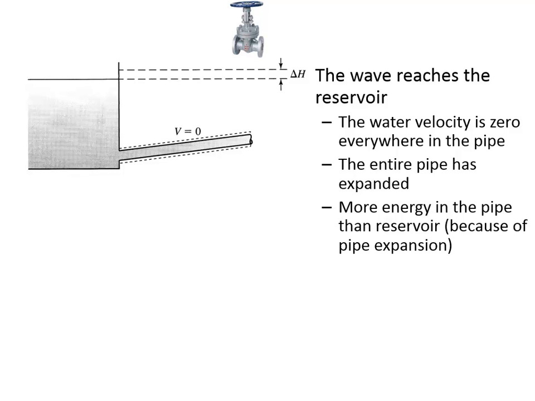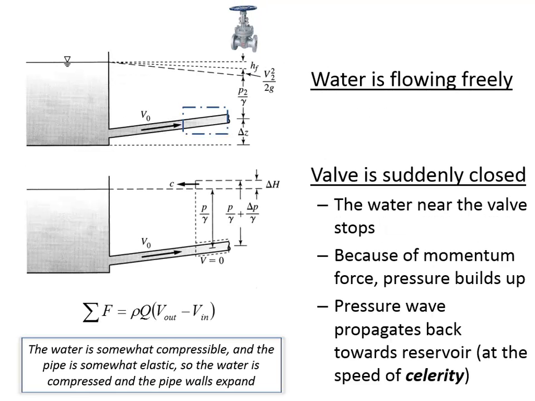So there comes a point at which the shock wave has moved its way all the way from the location of the valve back towards the tank. And the little dashed lines indicate the fact that the pipe has expanded. The entire pipe is expanded, and there's no flow of water at this point. The water level actually did change in the reservoir. The water level is lower right now than it was initially.